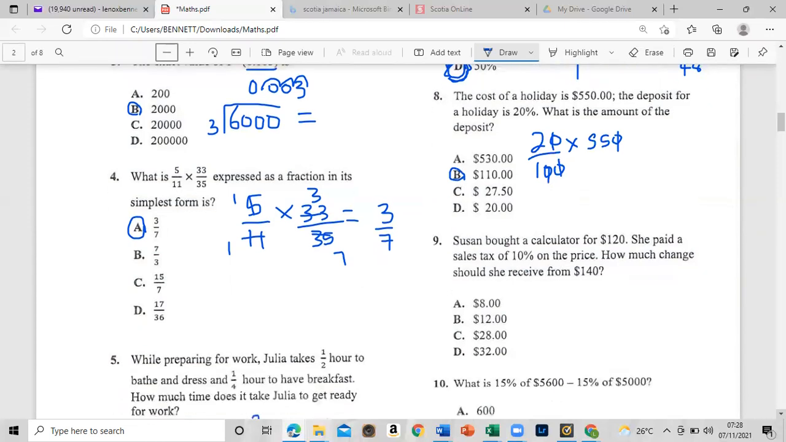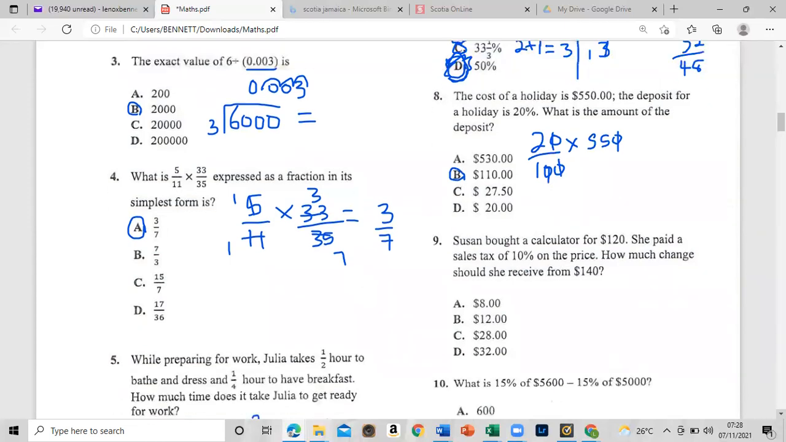All right, Susan bought a calculator for $120. She paid a sales tax of 10% on the price. How much change would she receive from $140?